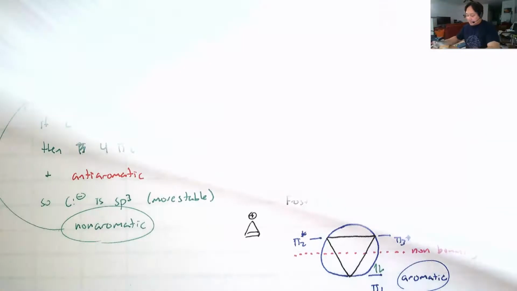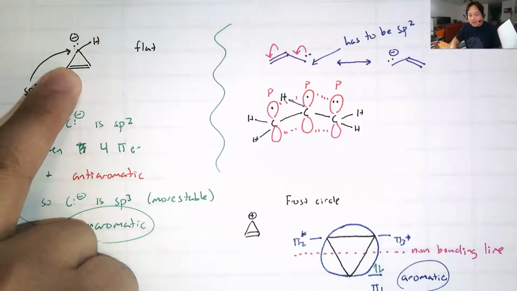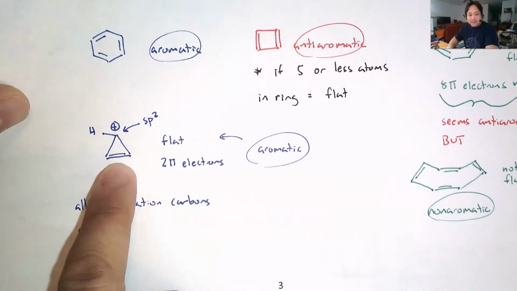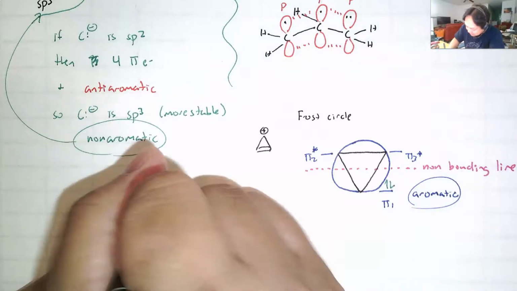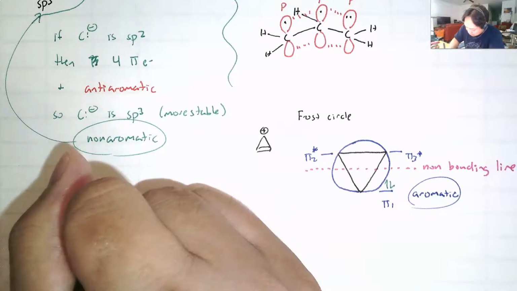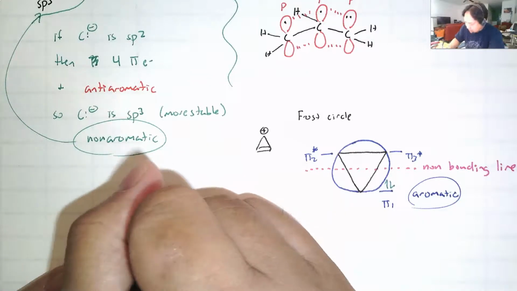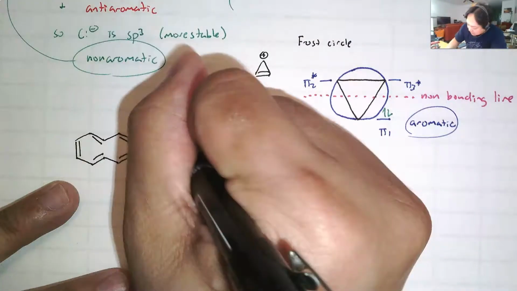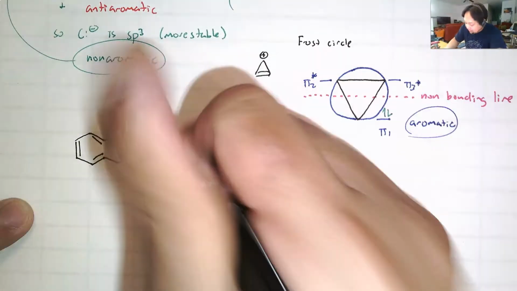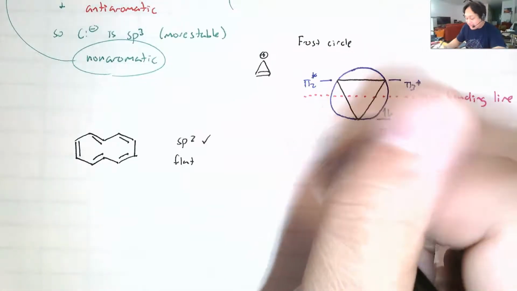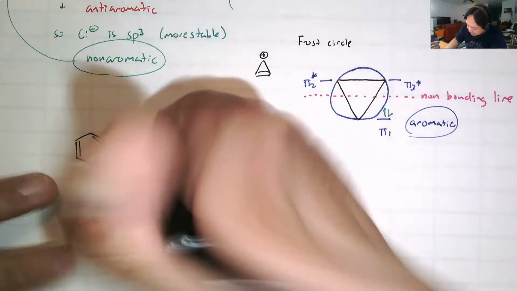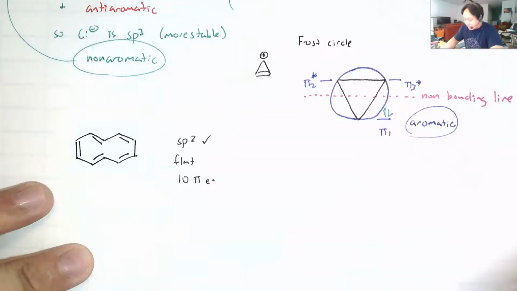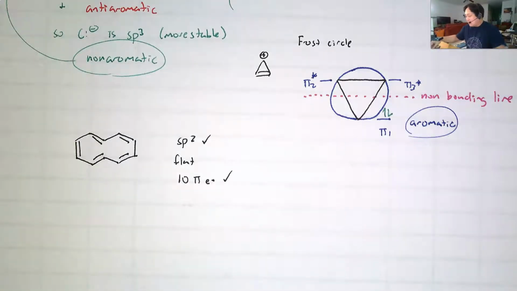How many examples have we done? 1, 2, 3. The charged ones, 4. Oh, and here, the plus, 5. Okay, let's keep going. I forgot a very important uncharged one, actually. How about this one here? sp2 rule, check. Flat, maybe. How many pi electrons does this molecule have? 2, 4, 6, 8, 10. 10 pi electrons. Oh, that's a Huckel number. Check.